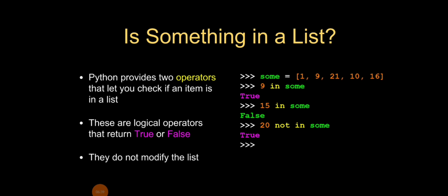Next we are checking 15 in sum, so we are checking in the list whether 15 is present or not. There is no 15, so it will return false. And then next we check 20 not in sum. So here we are checking that 20 is not in the list. So it is true, and it will be printed as true.